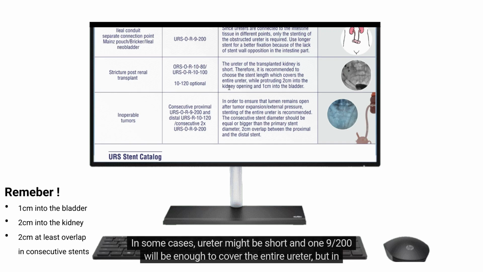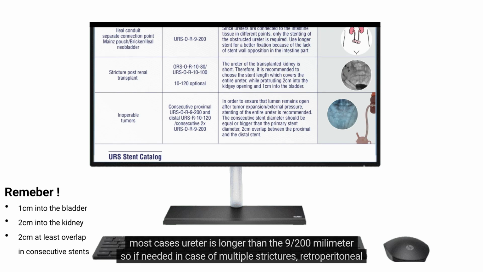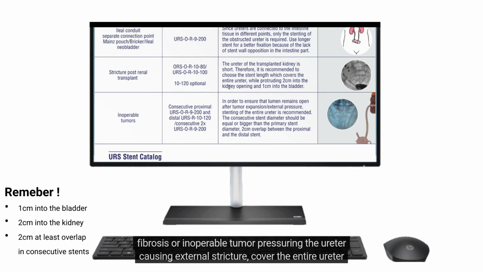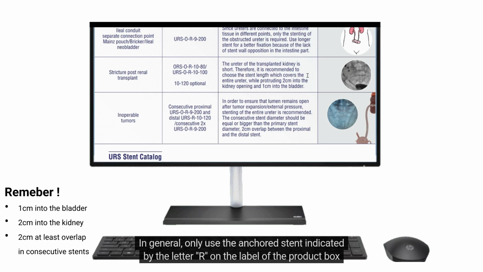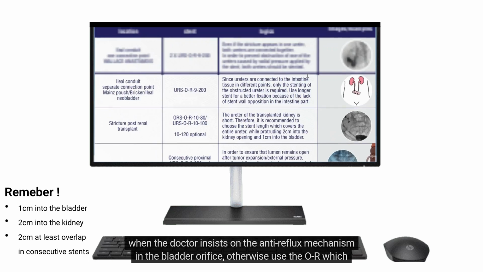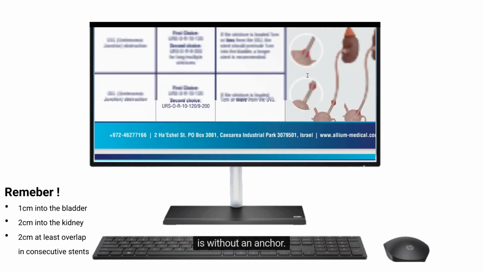In some cases, the ureter might be short and one 9/200 will be enough to cover the entire ureter, but in most cases, the ureter is longer than the 9/200mm. So if needed, in case of multiple strictures, retroperitoneal fibrosis, or inoperable tumor pressuring the ureter causing external stricture, cover the entire ureter with two 9/200mm consecutive stents, which is the stent-in-stent technique. In general, only use the anchored stent, indicated by the letter R on the label of the product box, when the doctor insists on the anti-reflux mechanism in the bladder orifice, otherwise use the OR, which is without an anchor.